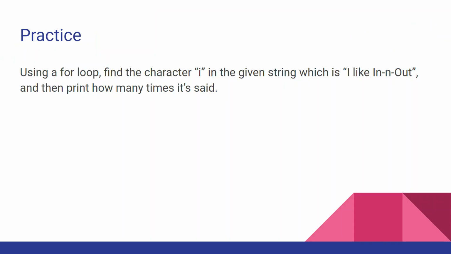Now let's start doing some practice with for loops. I want you guys to find the character i in the given string, which is "I like in and out". In the end, I want you to print how many times it's said. Basically, how many times is the letter i in this string? So pause the video right now and try to figure it out.